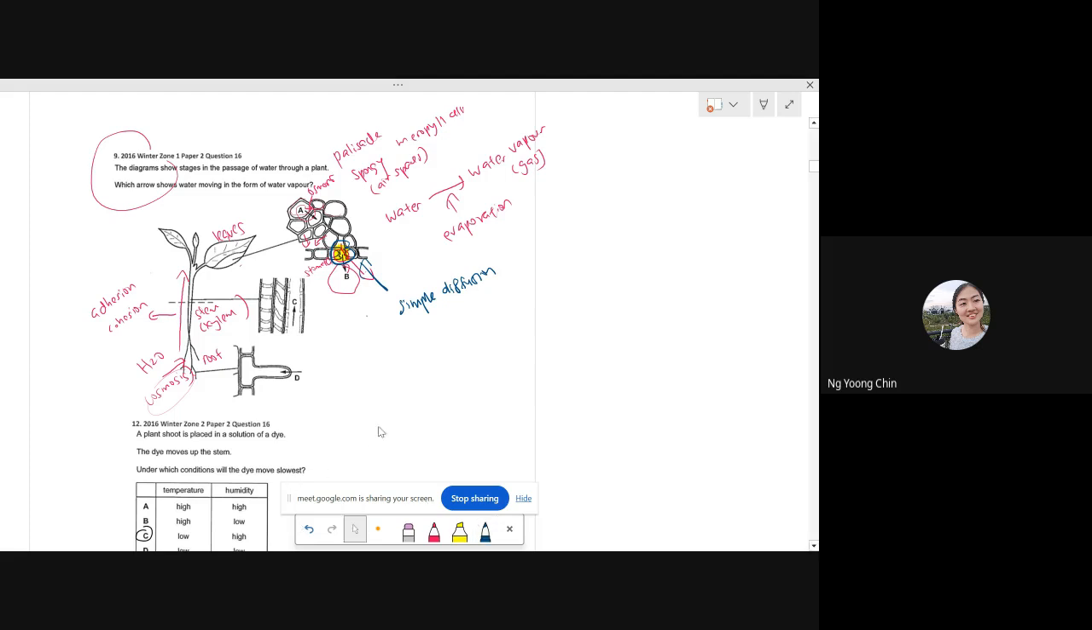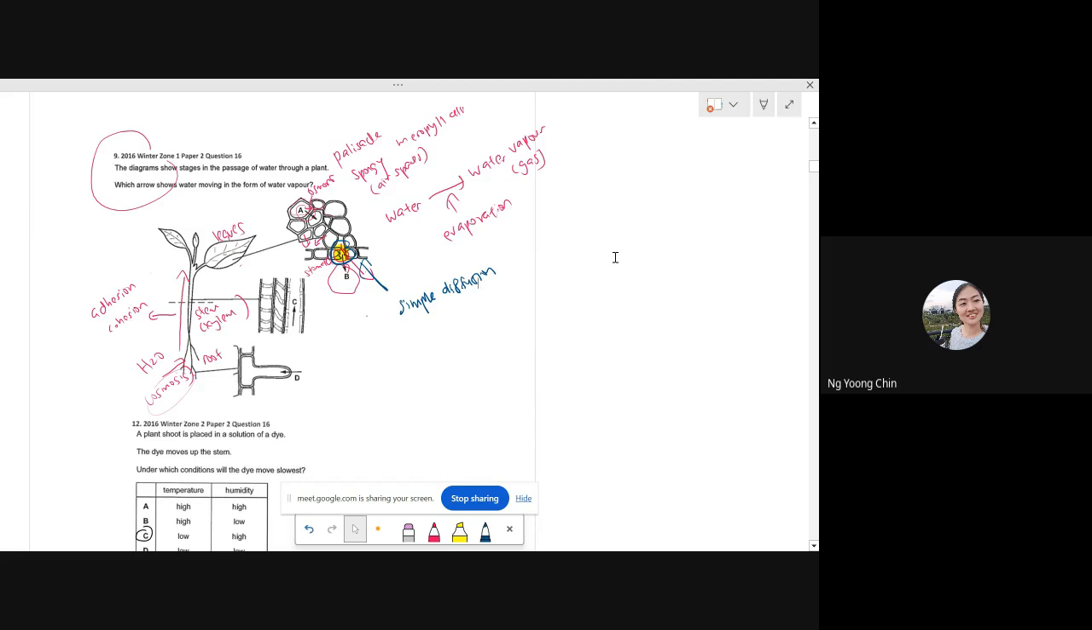Okay, so which arrow shows the water moving in the form of water vapor? So the answer is B. Okay, the answer is B because they are actually releasing the water vapor. From D, C, A, they are still in the water state. Just in B, they become water vapor after they undergo evaporation.